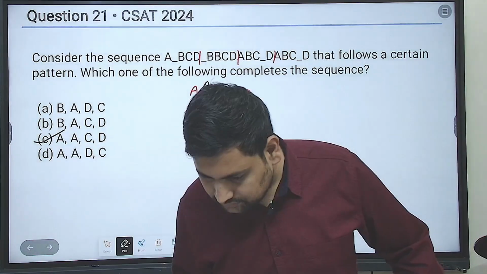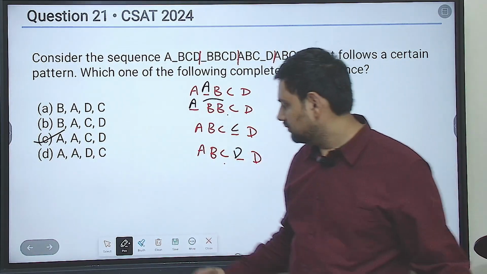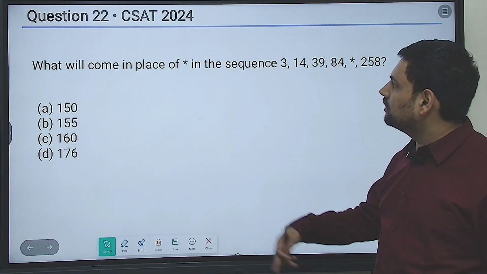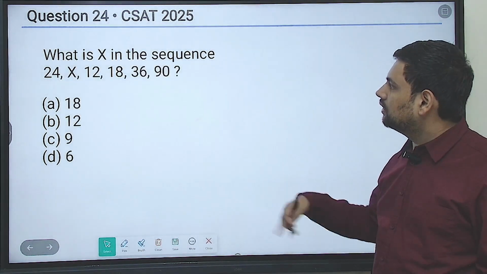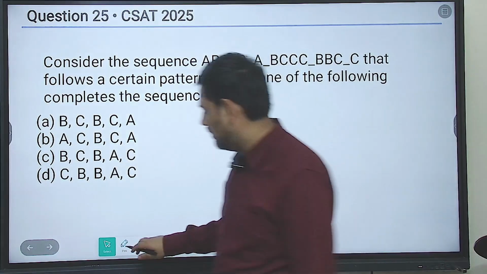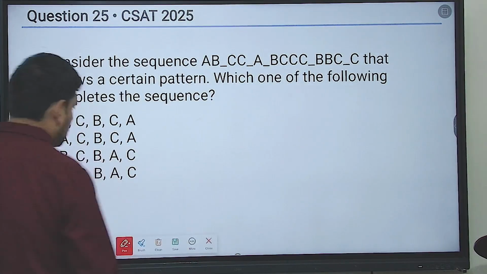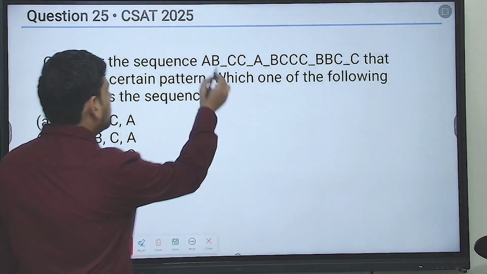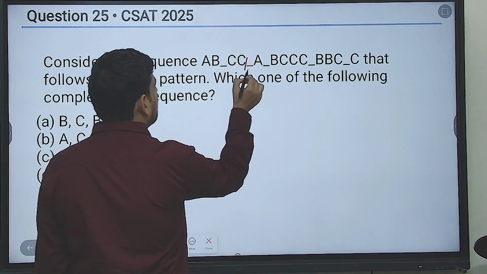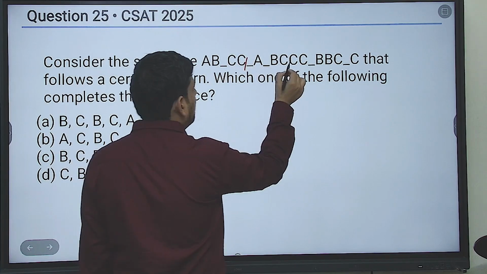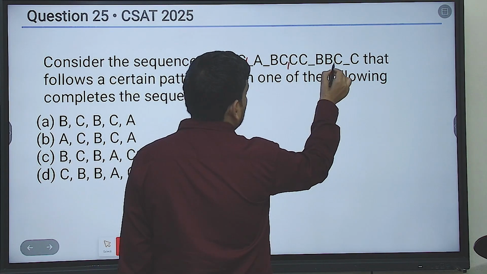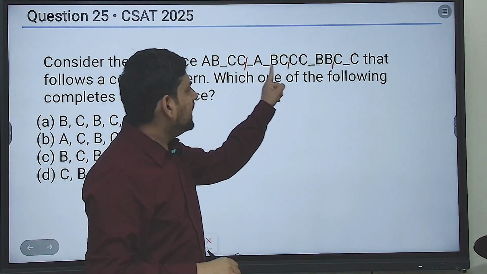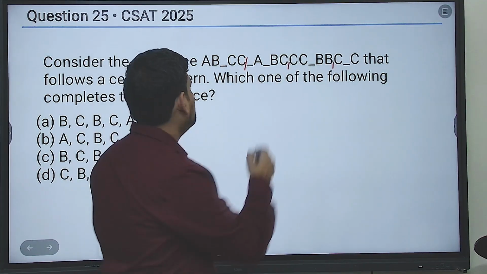Okay. Then let's move to the last one. Yeah, this one. So what it says, A, B dash dash. Now let's count the number of letters. So this is 1 2 3 4 5, then 1 2 3 4 5, then 1 2 3 4 5, then 1 2 3. Okay. So what it makes? 5, 5, 5, 15, 15 plus 3, 18.